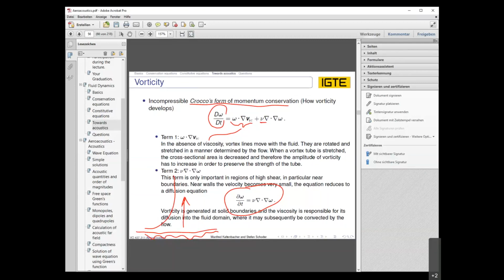Any questions on that? Anyway, it's just for you for an additional understanding. It's not very important for the understanding of the aeroacoustic analogies.